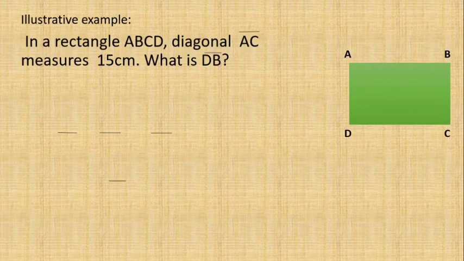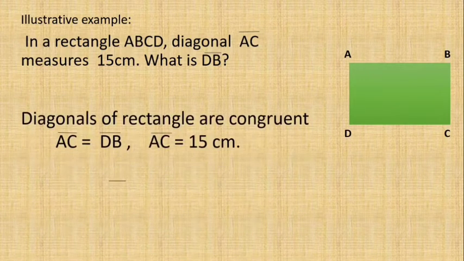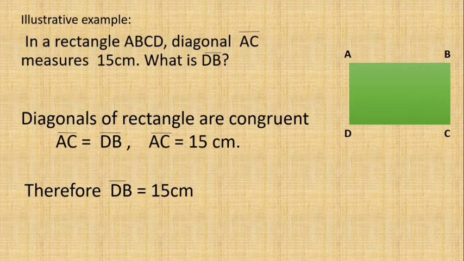Let's have an example to further analyze it. In a rectangle ABCD, diagonal line segment AC is equal to 15 cm. What is the measure of line segment DB? In theorem number 1, if a parallelogram is a rectangle, then it has congruent diagonals. So line segment AC is congruent to line segment DB, and line segment AC measures 15 cm. Therefore, line segment DB is also 15 centimeters. Do you get it? Very good.